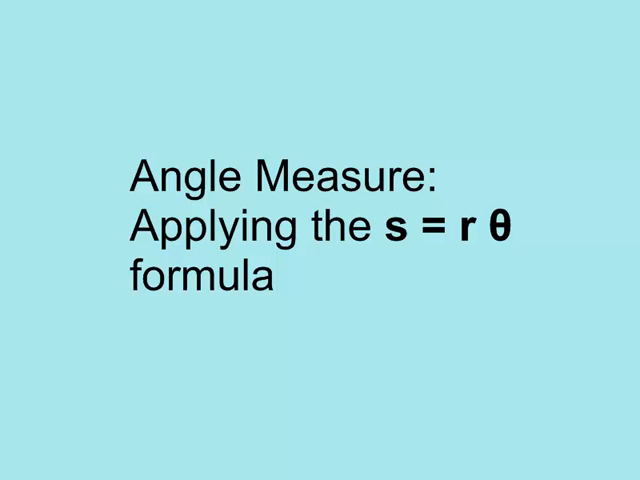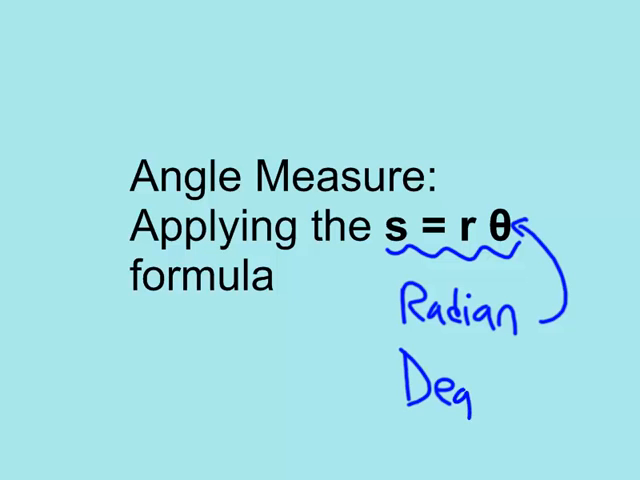Hello, this is Mr. White, and this video is intended to quickly provide a few examples for applying the S equals R theta formula. I'll first start by reminding you that using this formula requires that you be working with radian measures. So theta must be measured in radians if you are to use this formula. If you are doing a problem that gives you a measurement in degrees, you need to first convert to radians, otherwise you may not use this formula.